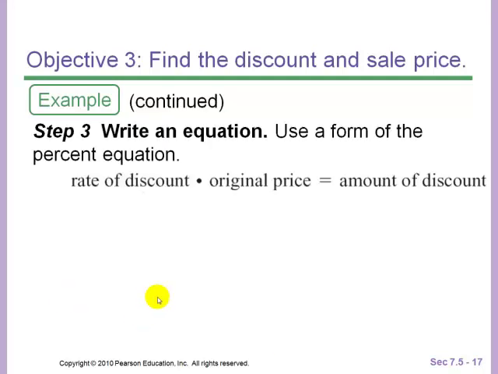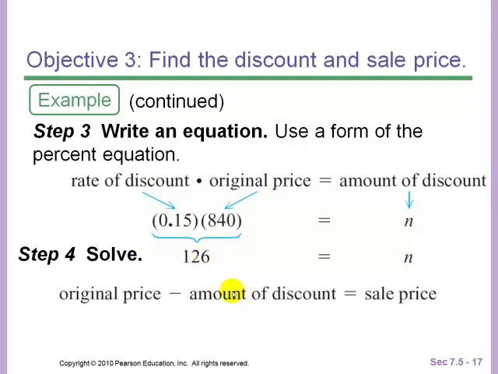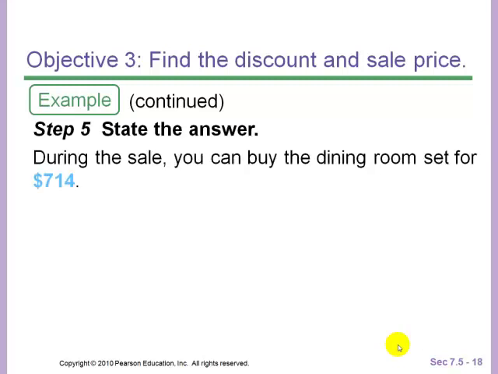If we use an equation, the rate of discount times the original price is the amount of discount. It's 15% off, so that's where we get the 0.15. The original price was $840. Multiply that and we should get our amount of discount, which is $126. So we're saving $126. That doesn't mean you're paying $126. $126 is what you're saving. We're going to subtract that from the original price of $840. So $840 minus $126, and we get our sale price of $714. That's how much you'll pay. The dining room set will be $714.